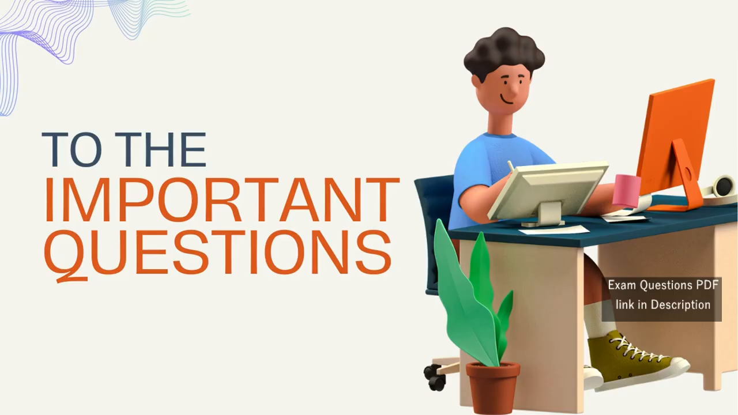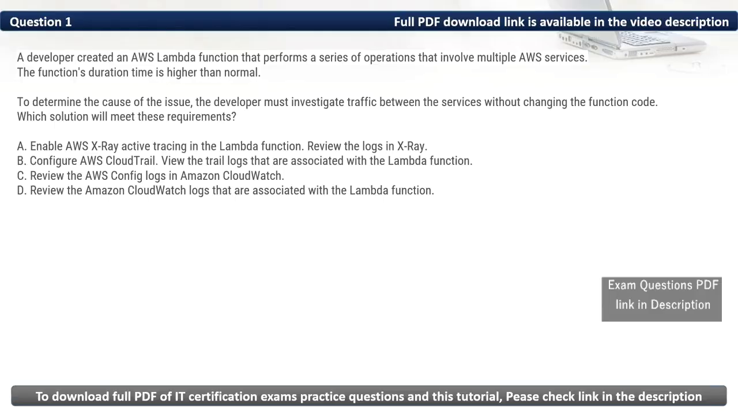To the important questions. Question 1. Developer created an AWS Lambda function that performs a series of operations that involve multiple AWS services. The function's duration time is higher than normal. To determine the cause of this issue, the developer must investigate traffic between the services without changing the function code. Which solution will meet these requirements?